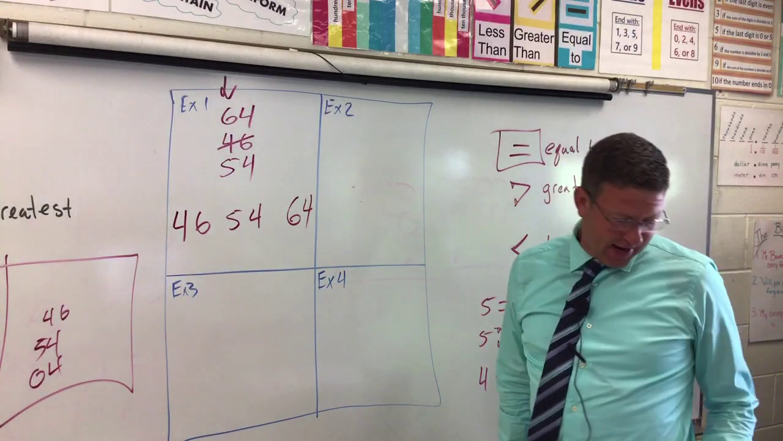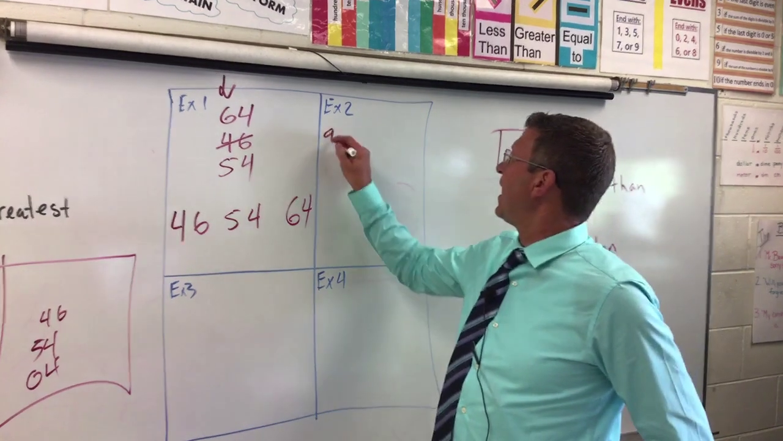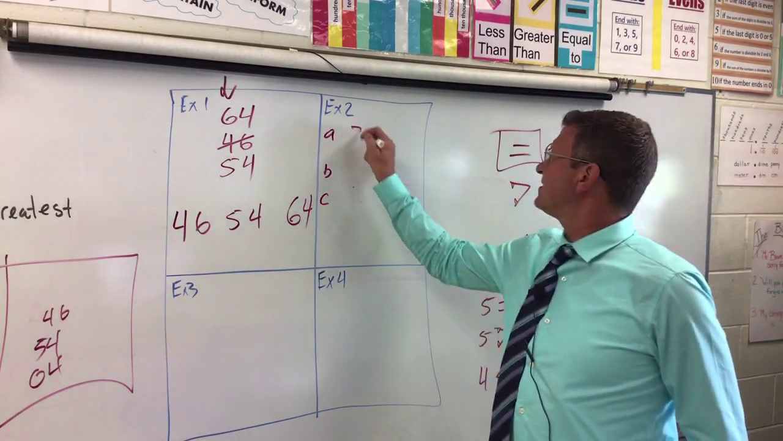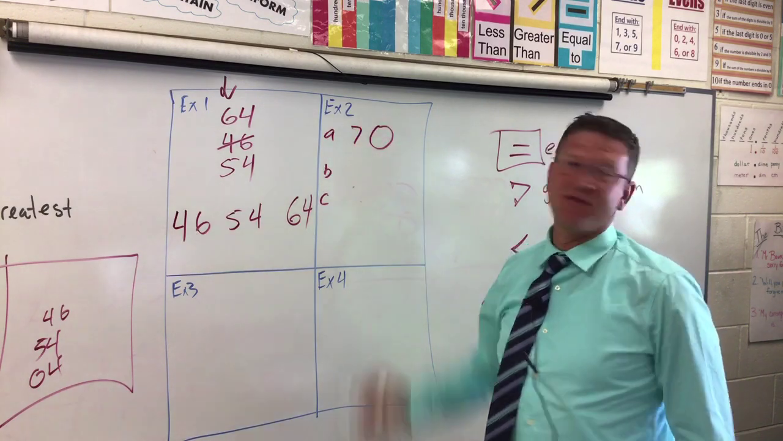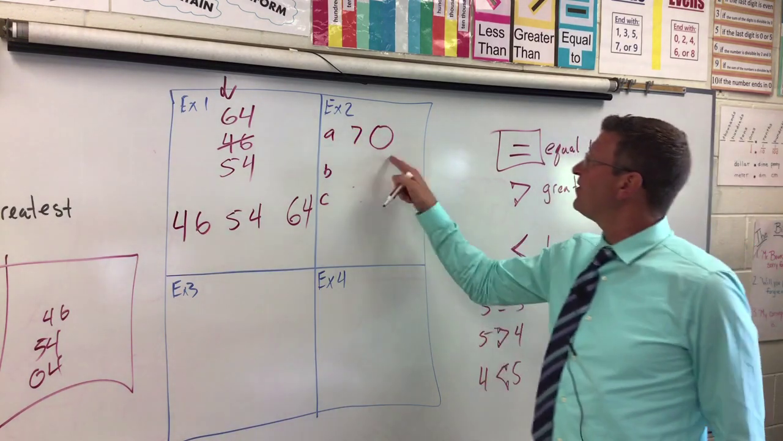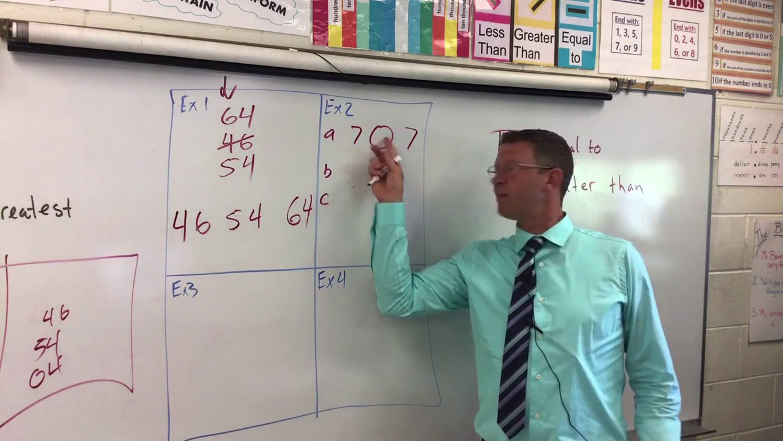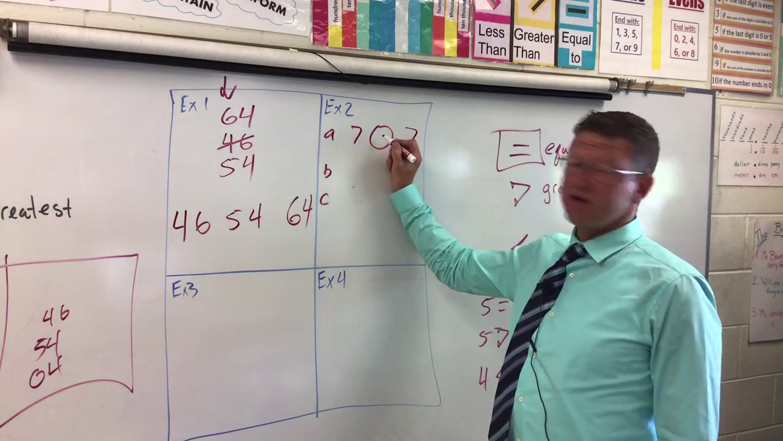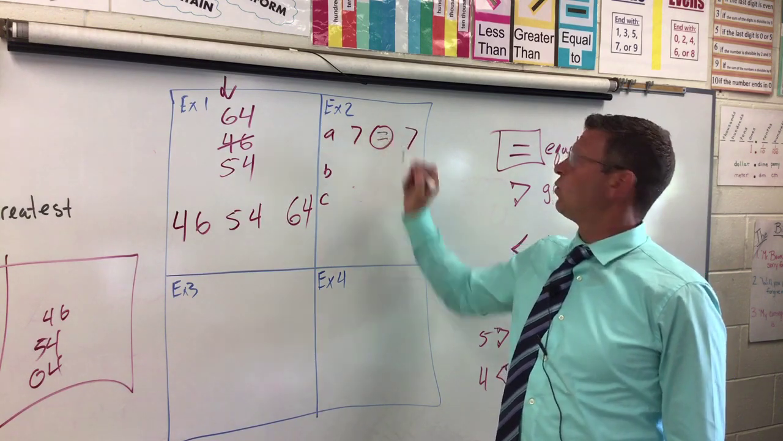Example number 2. It has 3 different ones there. It has an A, a B, and a C. So let's get those on your paper. A says 7, and this is little Saxon's way of saying compared to. 7 compared to 7. We have to put something in the middle there. 7 is what compared to 7? 7 is, good job guys, equal.